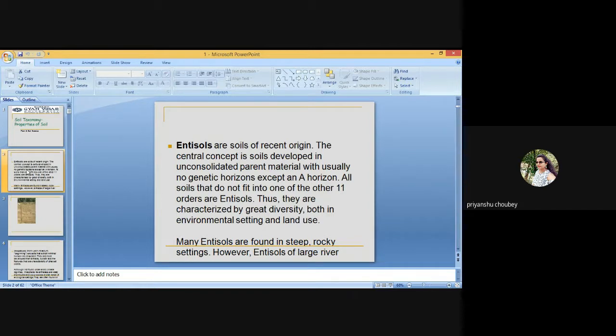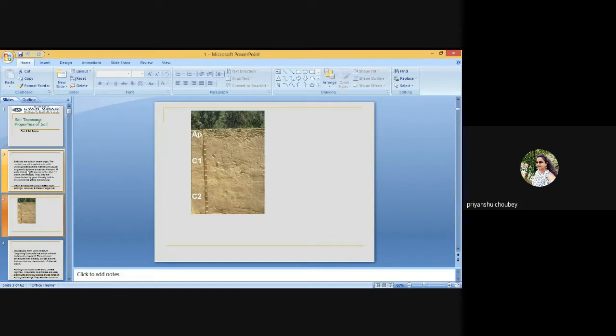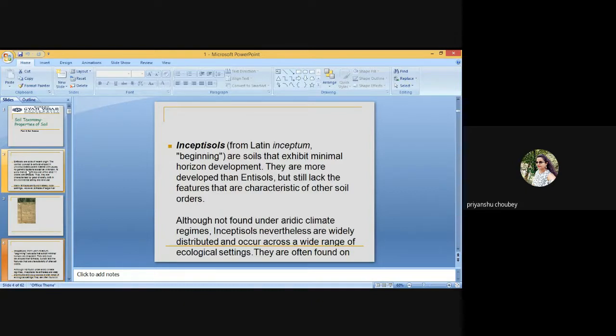Thus, they are characterized by great diversity both in environmental setting and land use. Many Entisols are found in steep rocky settings. However, there are also Entisols of the large river floodplains. This picture is showing Entisol soil.